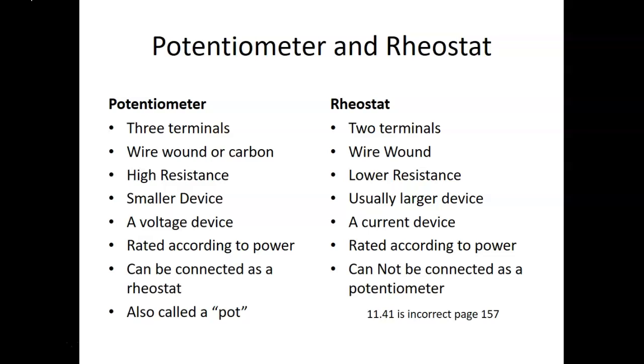The biggest difference between these two, besides the legs, is that potentiometers control voltage. The other ones control current. Okay? They're both rated according to power. This guy can be connected as a rheostat. You cannot connect a rheostat as a potentiometer. You can't conjure a third leg no matter what you do.